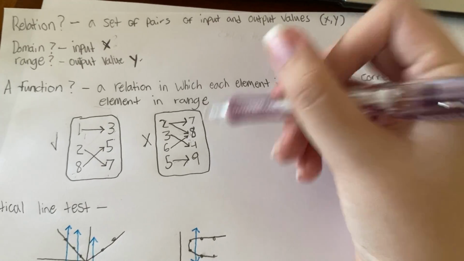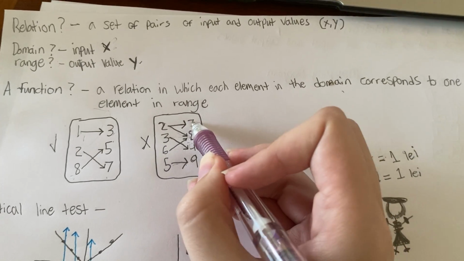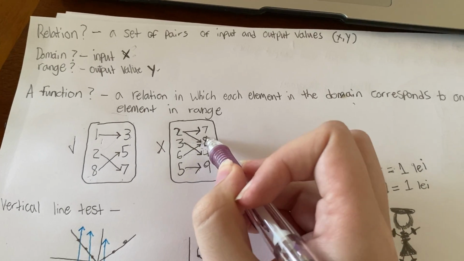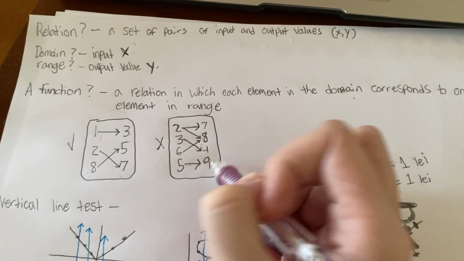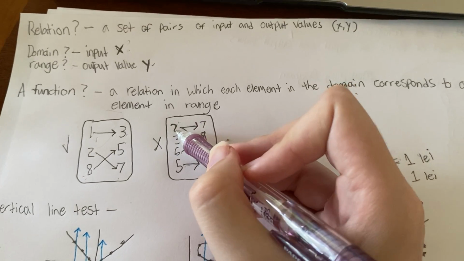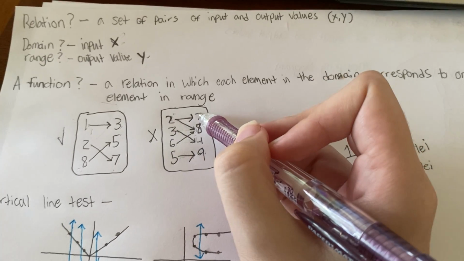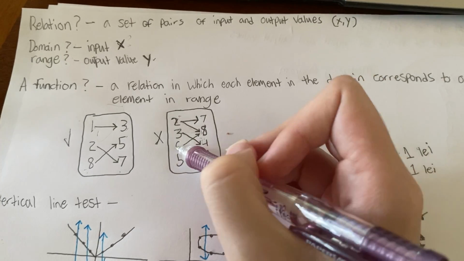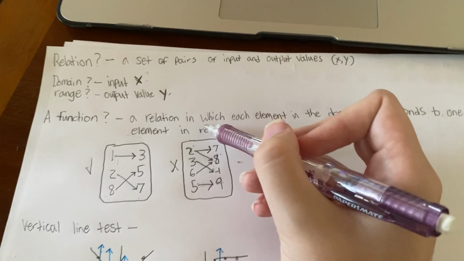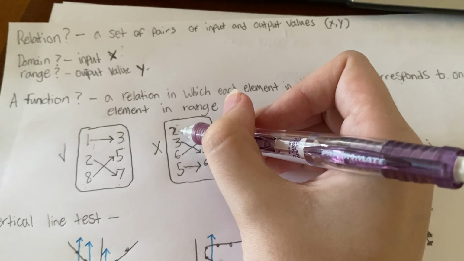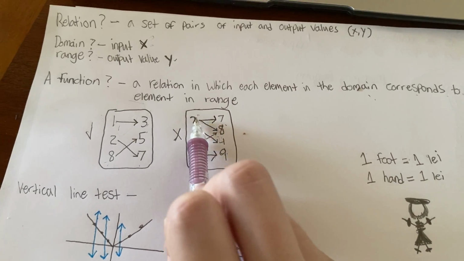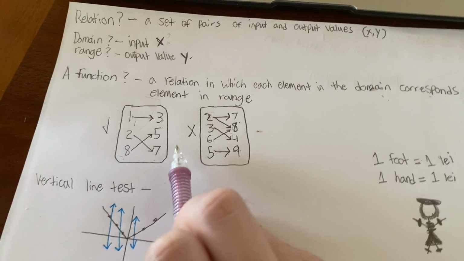With this one though, let's look. 2 goes to 7, 2 also goes to 8, 3 goes to 4, 6 goes to 8, 5 goes to 9. Now the reason this is not a function is this domain goes to two ranges, while everyone else's goes to one. And like it says, the domain corresponds to one element in range. So this is not a function because this domain is going to two different ranges.